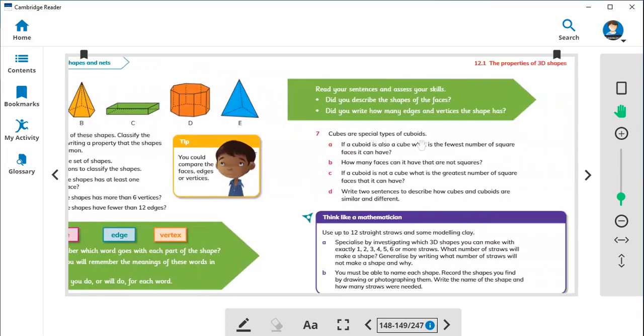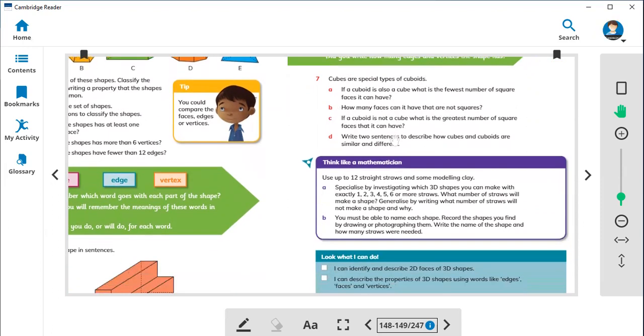Now here, cubes are a special type of cuboid. If the cuboid is also a cube, what is the fewest number of squares it can have? He doesn't say cube, he says cuboid. So a cuboid has two types. The minimum is two, the maximum is four. We can say like this, because it's a cuboid and they must have some differences. How many faces can it have that are not square? So totally six. If two are squares, then obviously four are other than this.